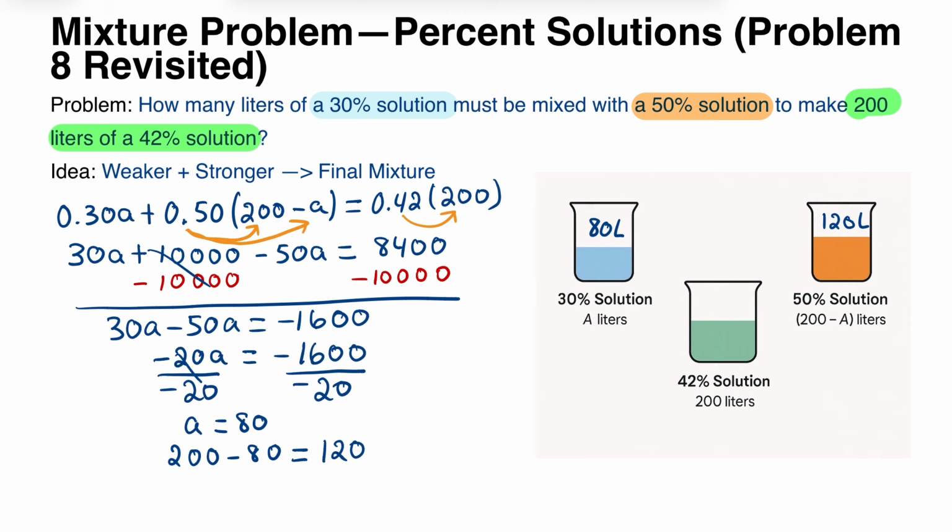Okay, so the left beaker, of course, we have 80 liters. And then our center beaker is a total of 200 liters. And the right beaker has 120 liters. So 80 liters of the 30% solution, again, and 120 liters of the 50% solution combined to make 200 liters of a 42% solution. And you can easily add 80 liters plus 120 liters, which equals 200 liters. So this was problem 8 revisited. It is a clearer version of our percent mixture problem.